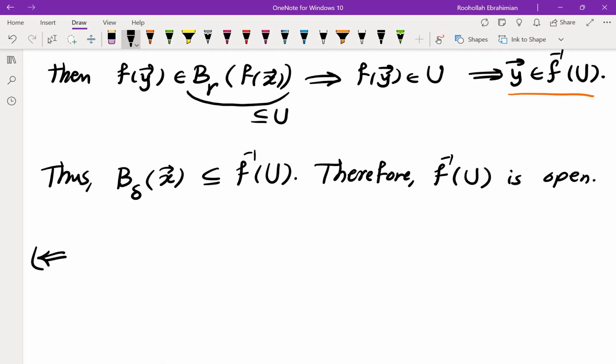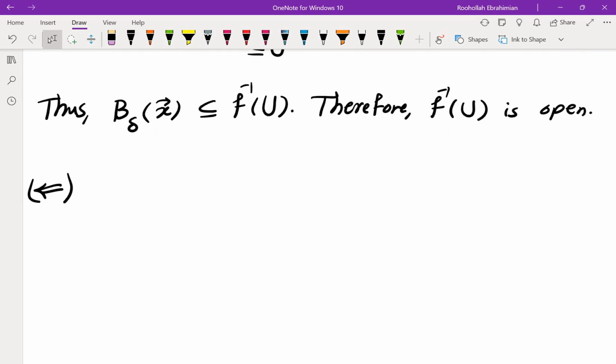Okay, so this shows that if f is continuous, then the inverse image of every open set is open. Now let's show the other direction. So we know that the inverse image of every open set is open, and we want to show that f is continuous.